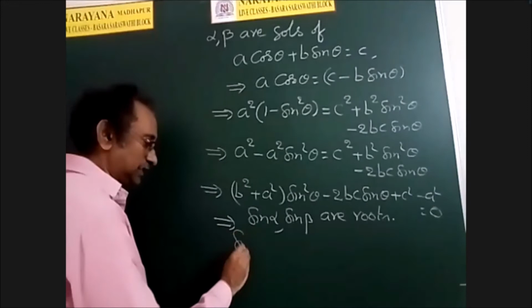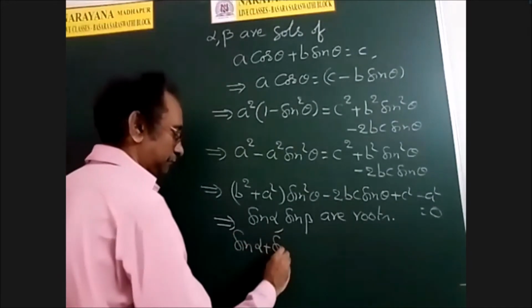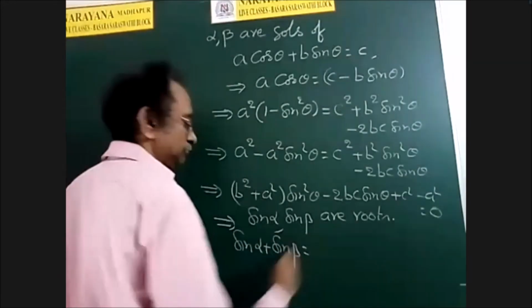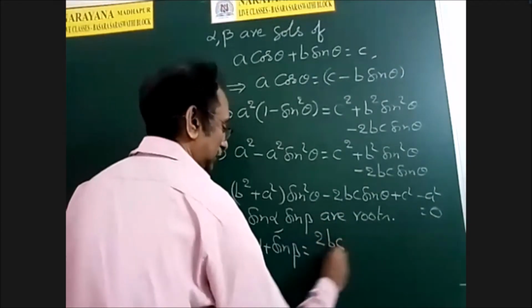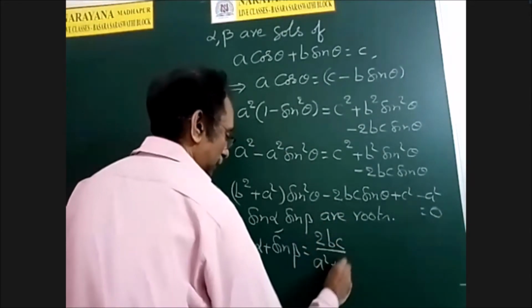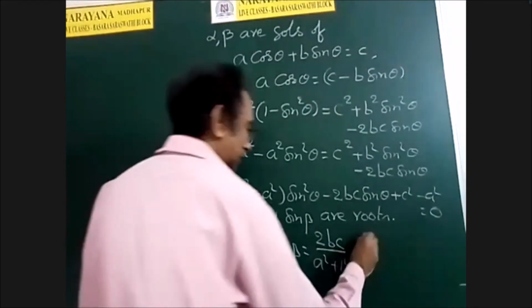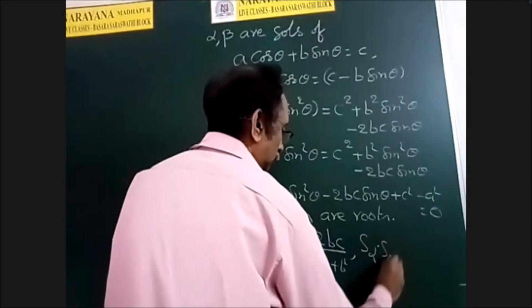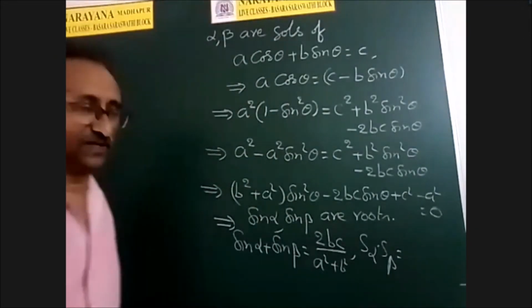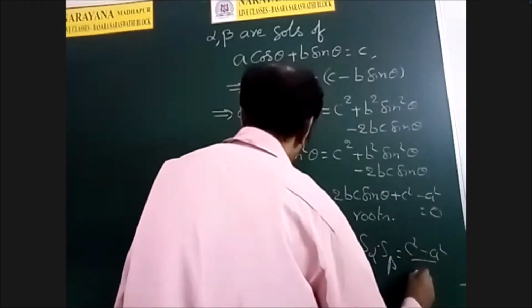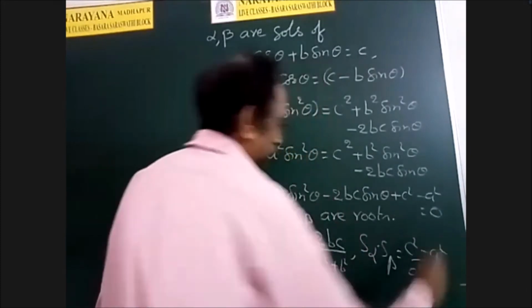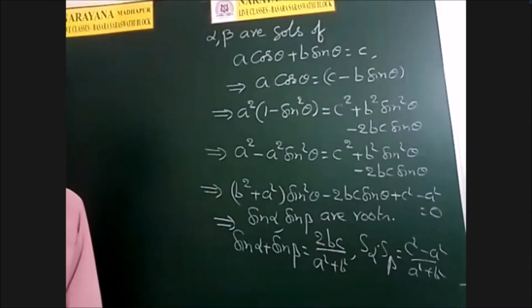So tell me what is sin alpha plus sin beta? Sum of the roots, minus b by a, that is 2bc by a square plus b square. Similarly, sin alpha into sin beta, product of the roots, c by a, that is c square minus a square by a square plus b square. Right?